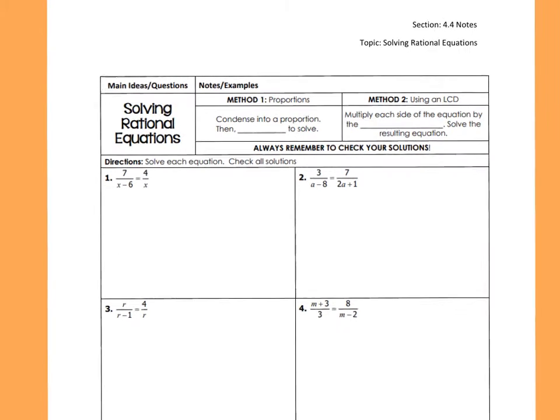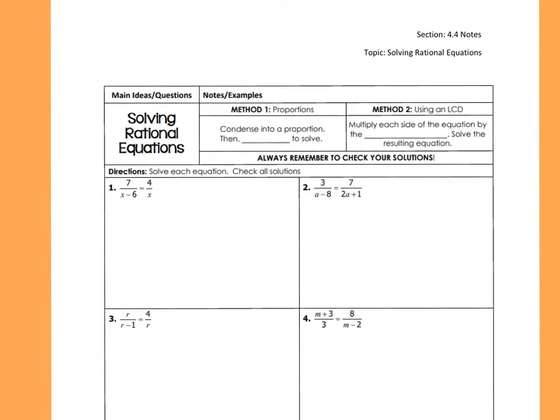All right, so we are doing section 4.4. We have already done a warm-up problem that is very similar to what we're doing today. We're going to be solving rational equations, okay? So the very first method that we can do on this is we can condense into a proportion, and then cross multiply to solve, but we're actually not going to be using that way today. So I don't want you to worry about method one. If you wrote cross multiply in there, that's great, but we're not going to be cross multiplying today.